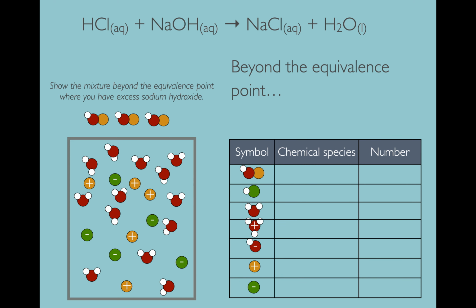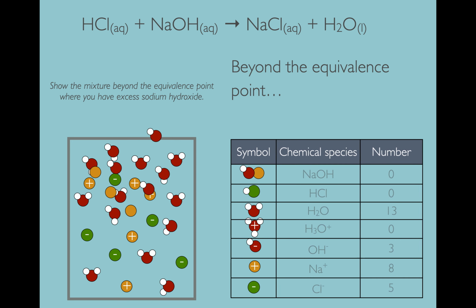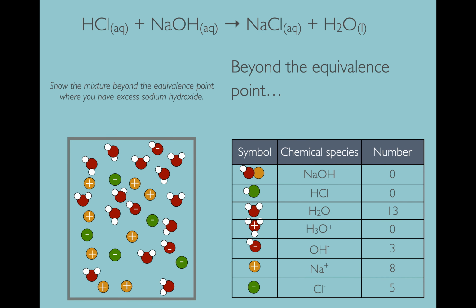Okay. Beyond the equivalence point, let's add in 3 more sodium hydroxides. They just dissociate, form sodium pluses and hydroxide minuses. Notice that there's 3 hydroxide minuses now. We've got the base in excess now. We've gone past the equivalence point. It's now basic.